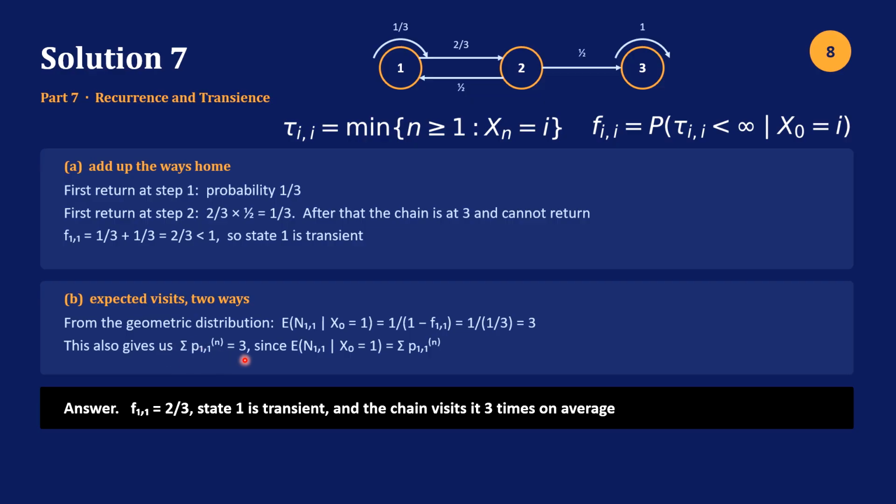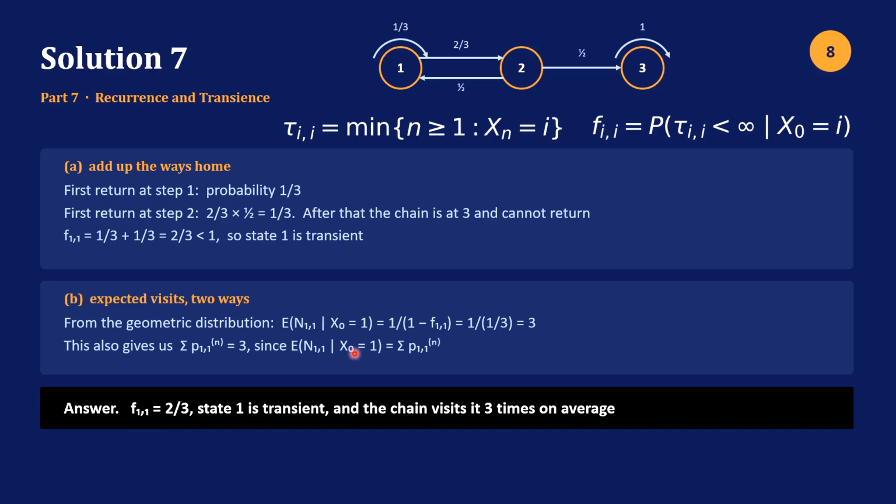If you sum up all the probabilities of going from state 1 to 1 over n, you get 3, and that's because the expected value, this thing here, is equal to this quantity here. So you get 3 in that case. Okay, so just to summarize, the answer is F1,1 is 2/3.